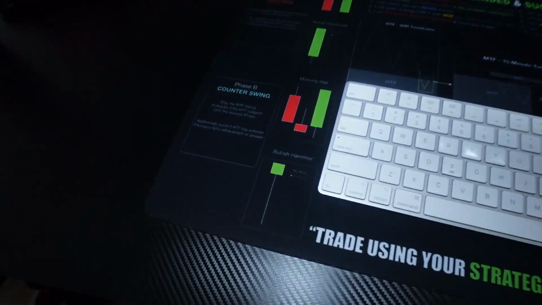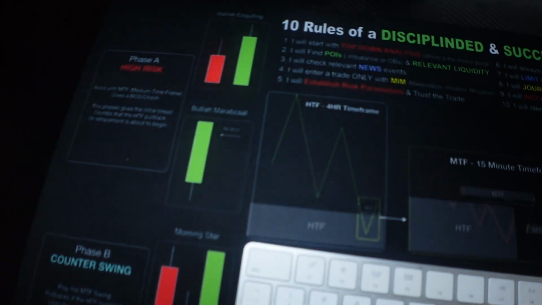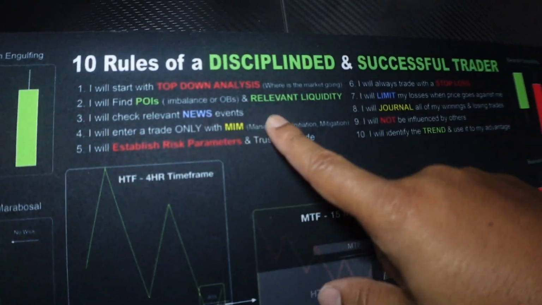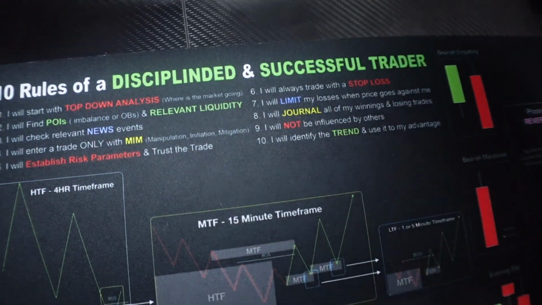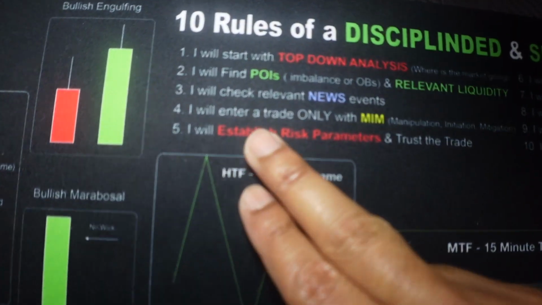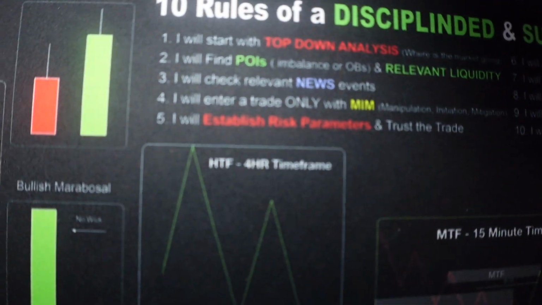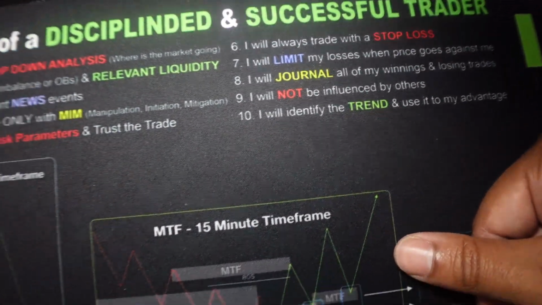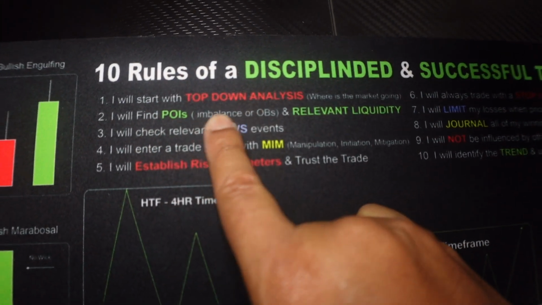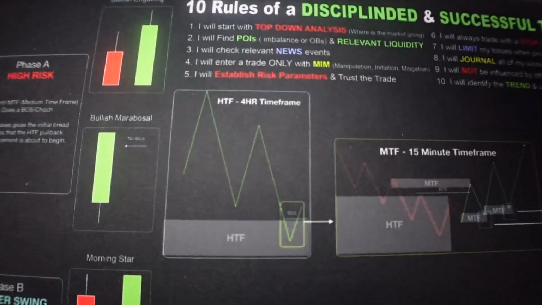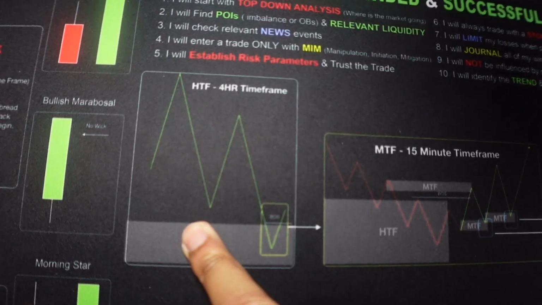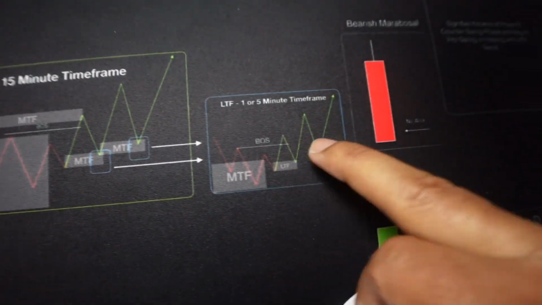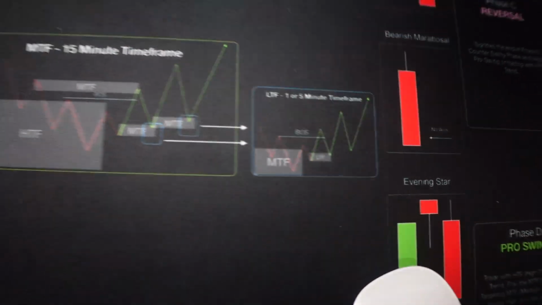This is my custom mouse pad that I created. It has pretty much the 10 rules of discipline for a successful trader. Basically these rules are confirmations from my trading plan and things like that. Kind of talk about top-down analysis. A lot of times when I mark up, I start with the 4-hour, 15, and then my 1 or 5.